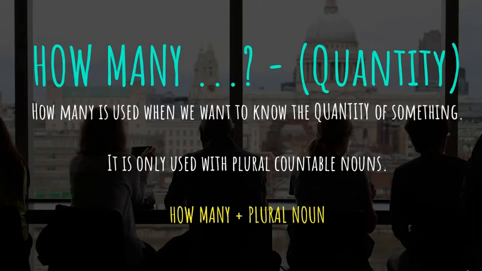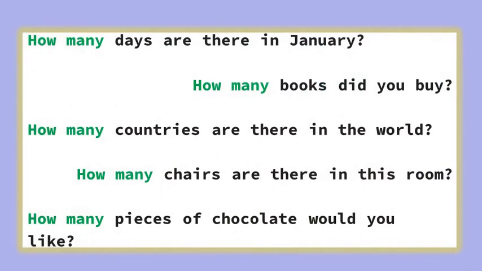How many? How many is used when we want to know the quantity of something. It is only used with plural countable nouns. How many plus plural noun. Examples: how many days are there in January? How many books did you buy? How many countries are there in the world? How many chairs are in this room? How many pieces of chocolate would you like?